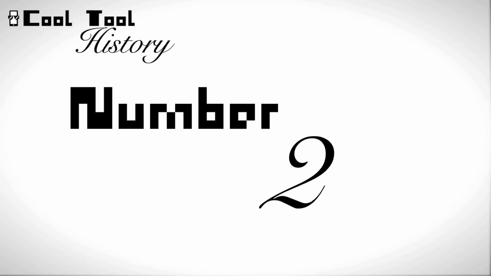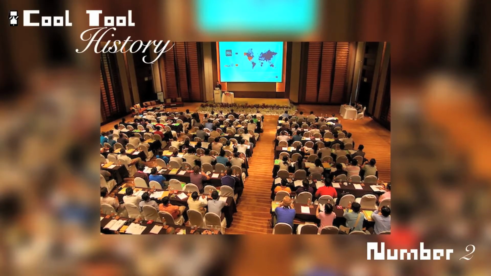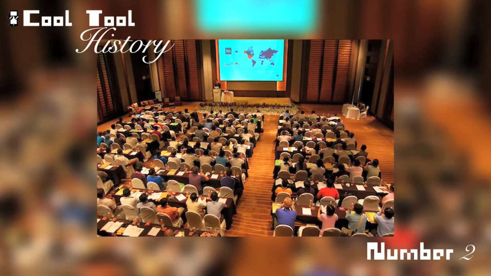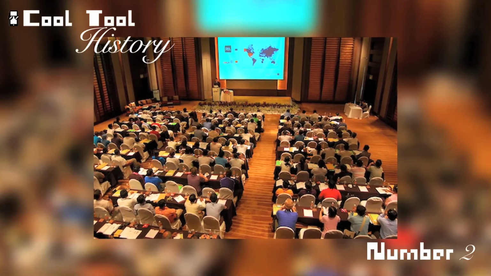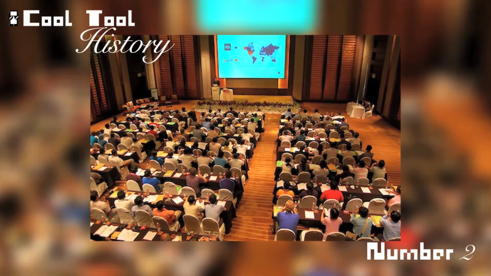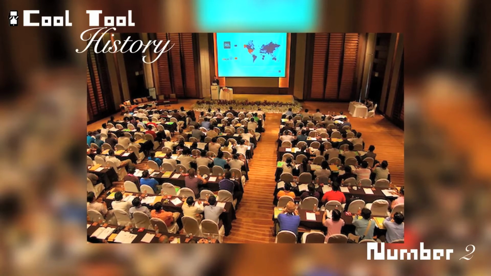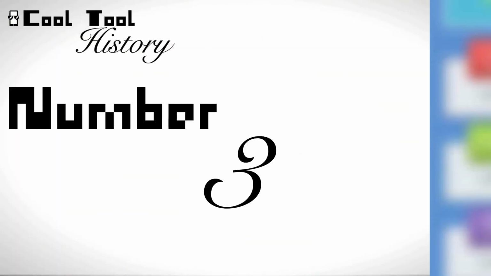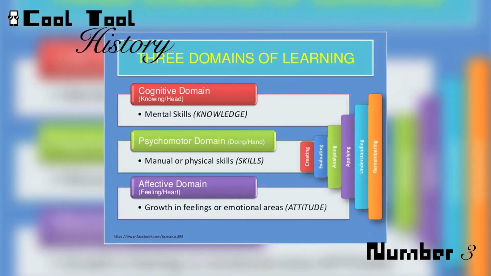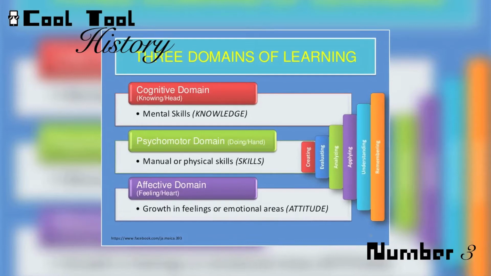Number 2. The purposes of these conferences was to share testing and research practices. As a result, educators came to the agreement that an actual theoretical framework could be obtained by classifying student learning goals. Number 3. Bloom's taxonomy is divided into 3 learning objective classifications, or domains.